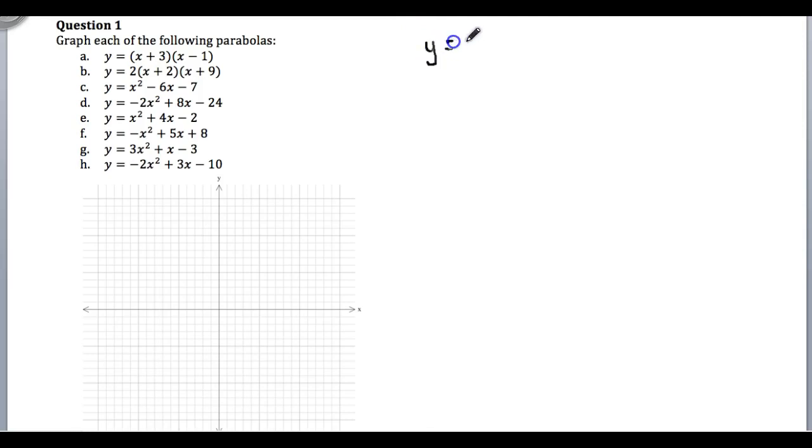Okay, so we have y equals, and my son's going to be home from school any minute now, so I don't really want to keep doing this.